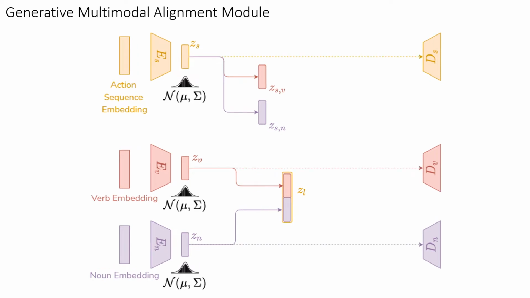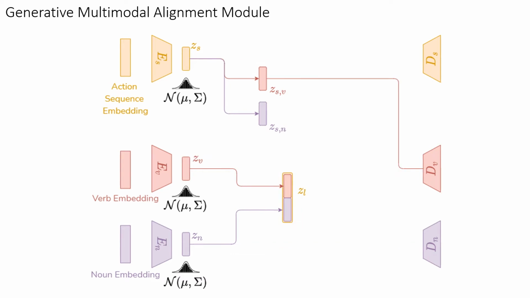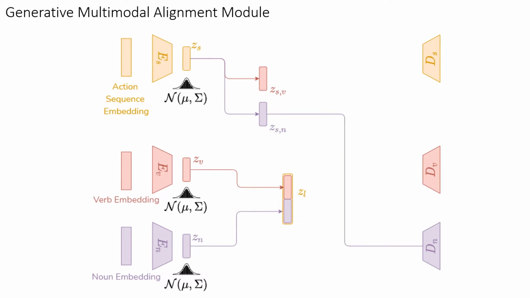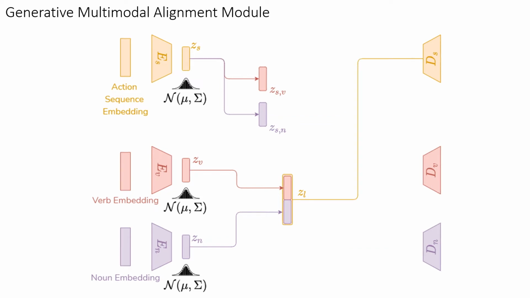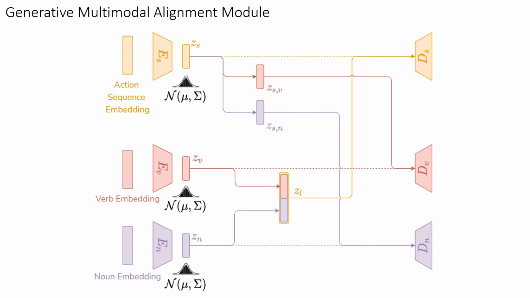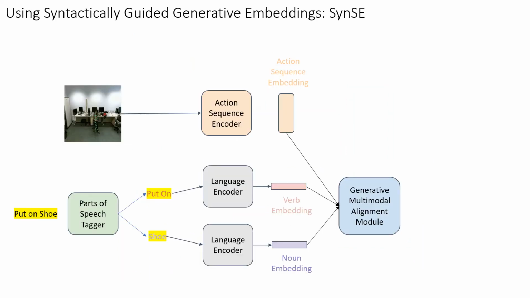As we go through the various losses that the module uses, we first pay attention to the reconstruction loss, which is used to reconstruct the input by the decoders of each of the VAEs. The split skeletal verb embedding is reconstructed by the verb decoder, whereas the split skeletal noun embedding is reconstructed by the noun decoder. The concatenated parts of speech embedding is reconstructed by the skeleton decoder. The losses introduced by all of these reconstructions are minimized, thus forming the generative multimodal alignment module of Synesse.